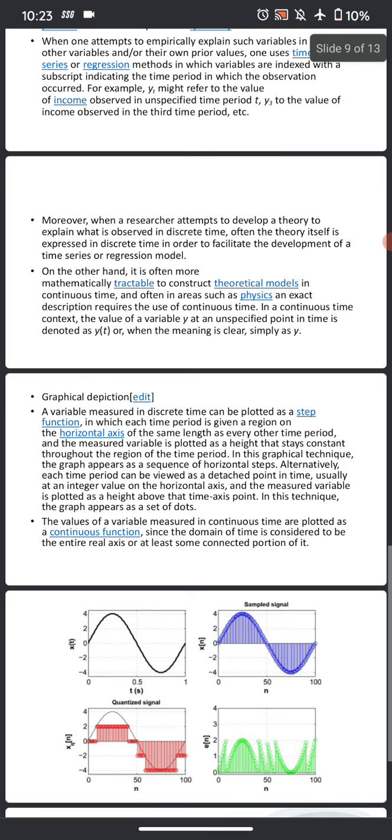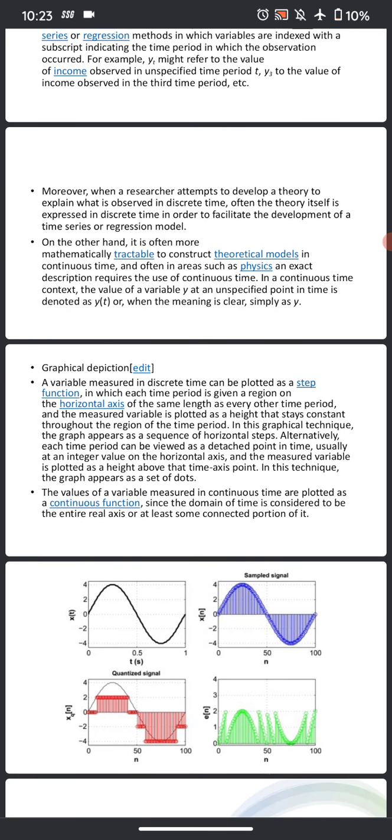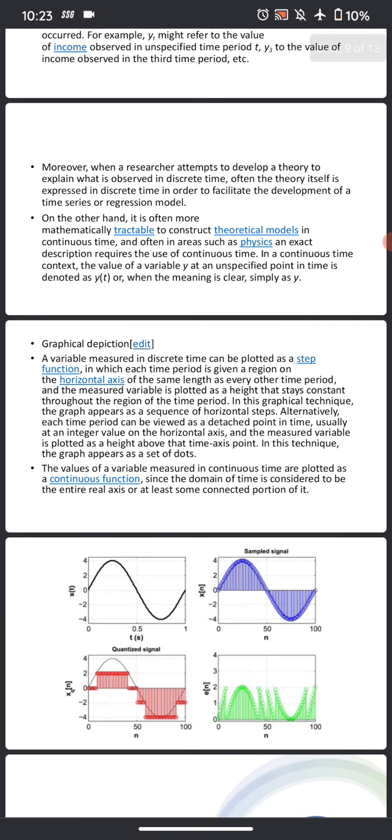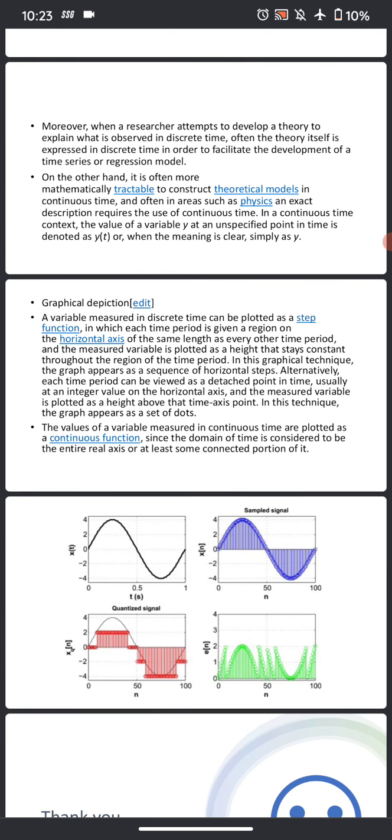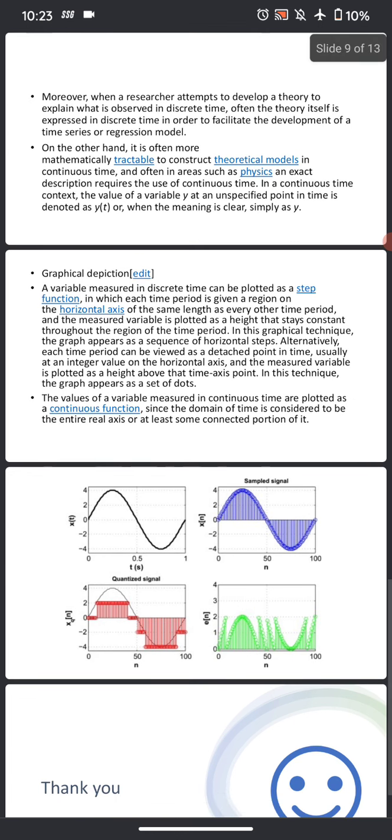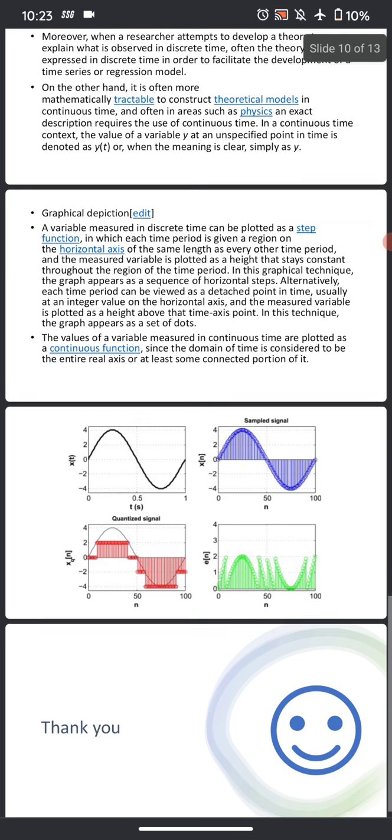On the other hand, it is often more mathematically tractable to construct theoretical models in continuous time, and often in areas such as physics, an exact description requires the use of continuous time. In a continuous time context, the value of variable y at an unspecified point in time is denoted as y(t), or when the meaning is clear, simply as y.